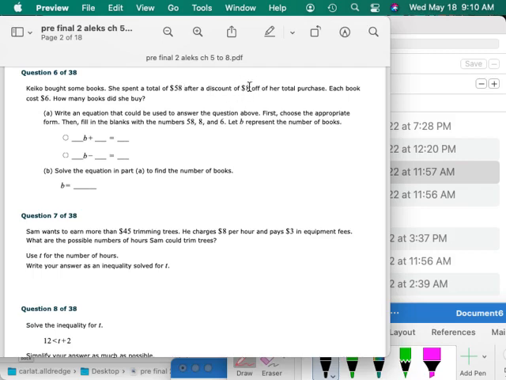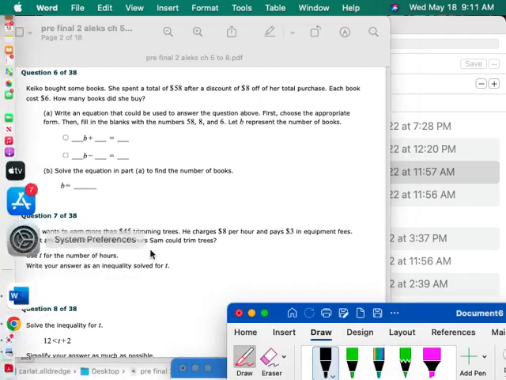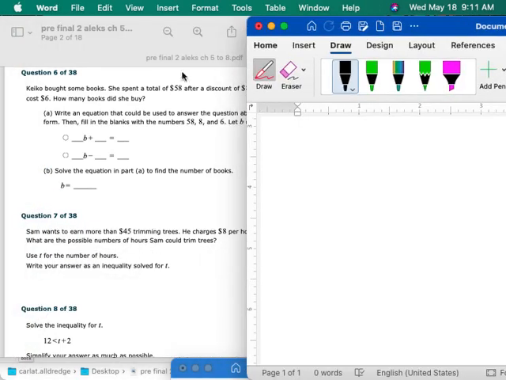Okay, she had a discount of $8 off of her purchase. Each book cost $6. How many books did she buy? So if you have a discount, is that going to be a minus or a plus? Minus. Okay, so does it make sense that we're going to use this one down here, this second one?